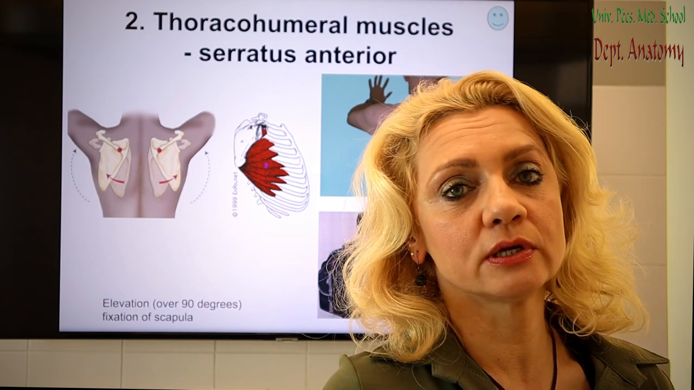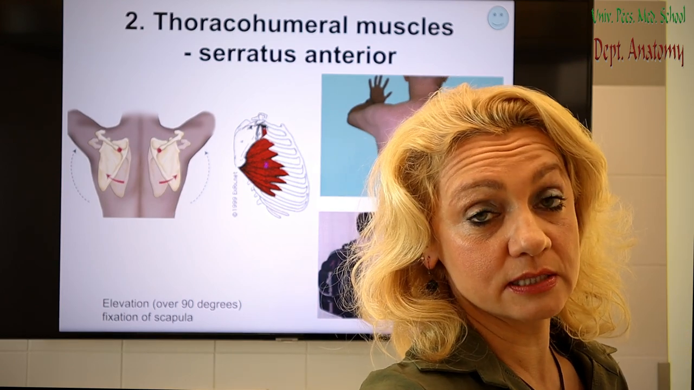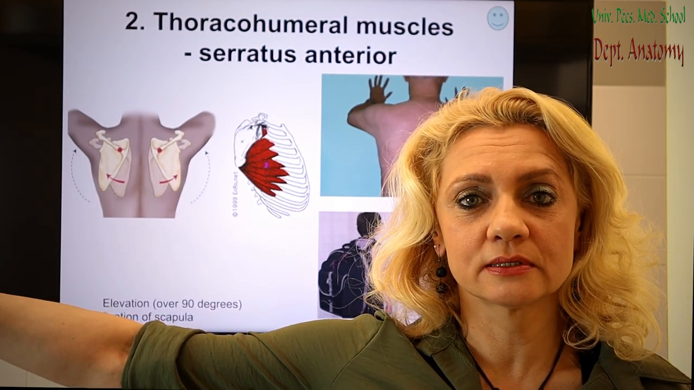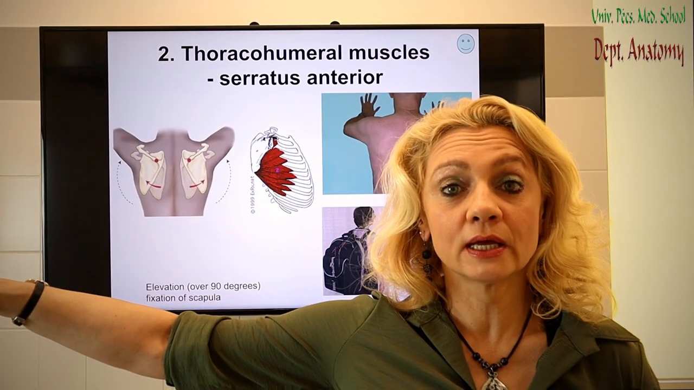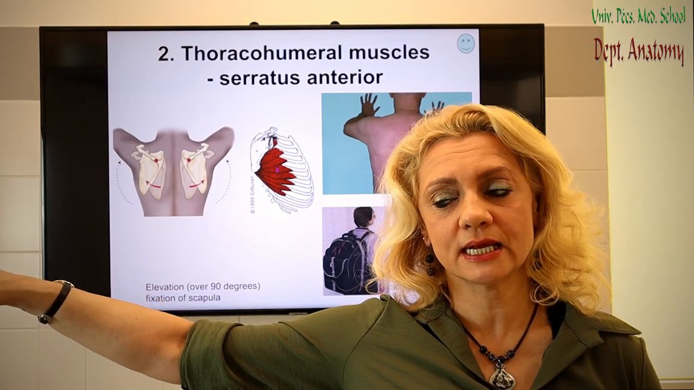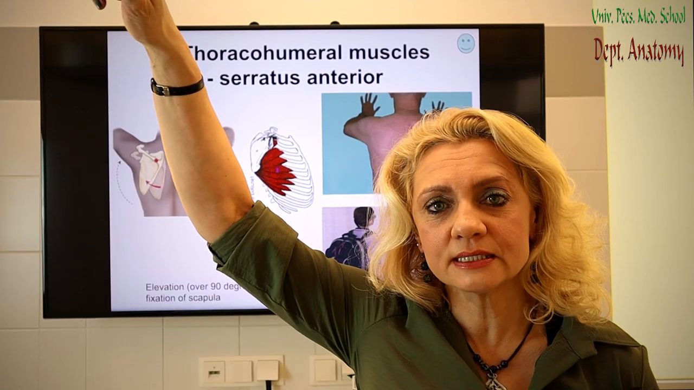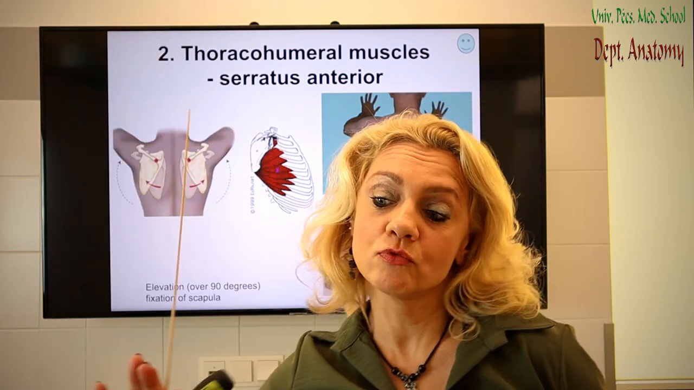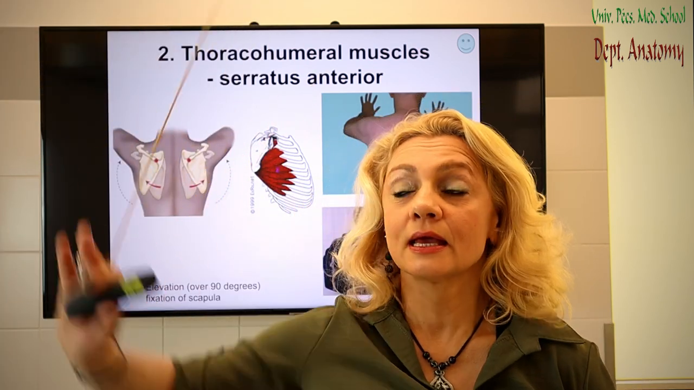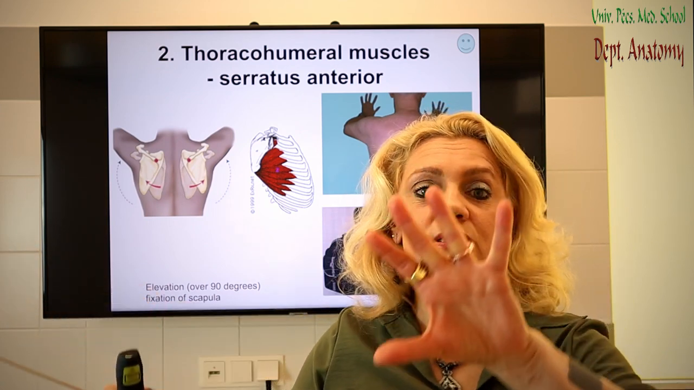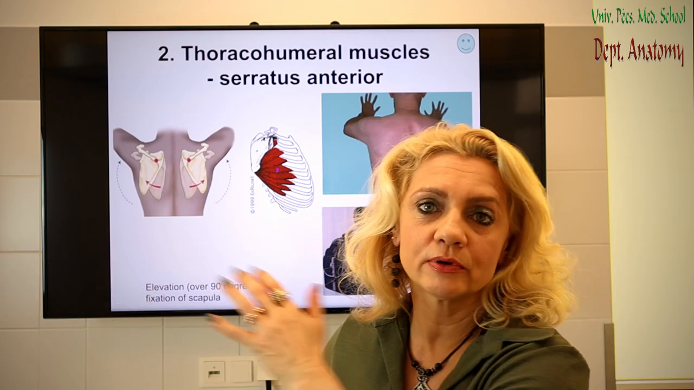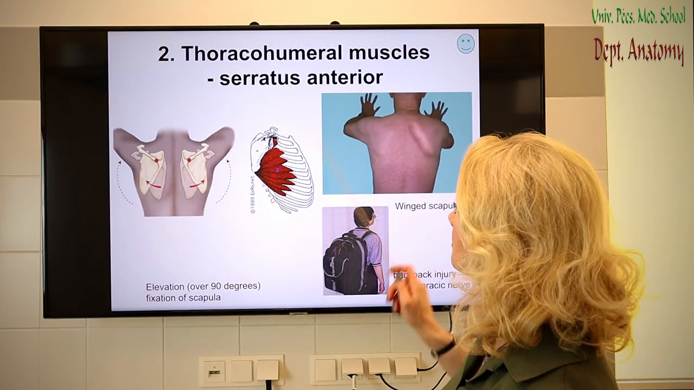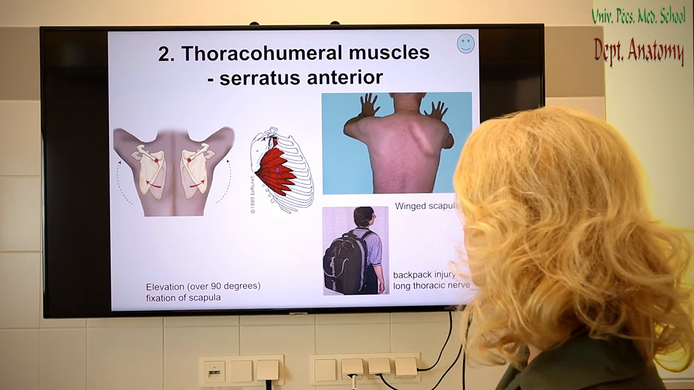You can touch your own inferior angle of the scapula, and you can feel that till 90 degrees, nothing really happens with the inferior angle. It doesn't move, because up to 90 degrees, it's the deltoid muscle. Above 90 degrees, you can feel the inferior angle of the scapula moving laterally, rotating. It's because the anterior serratus pulls the whole scapula, and with the scapula goes the humerus above 90 degrees. So this is the muscle to lift the arm above 90 degrees.